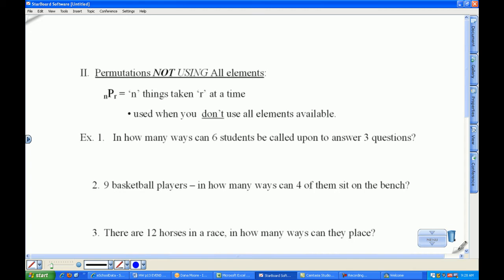Alright, permutations are for when we are not going to use all the elements. This symbol here, P, stands for permutation.